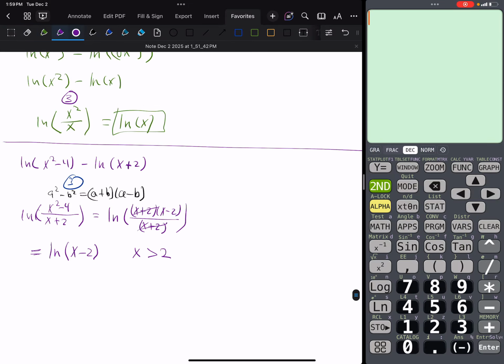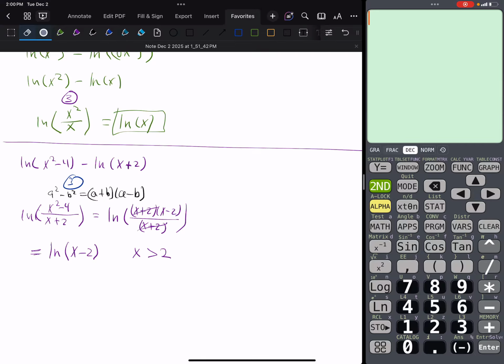Right? Because if you think about it, natural log's graph, it looks like this. And so x values cannot be negative as far as what goes into the argument there. And so for any x that's less than negative 2, I get a negative value there.